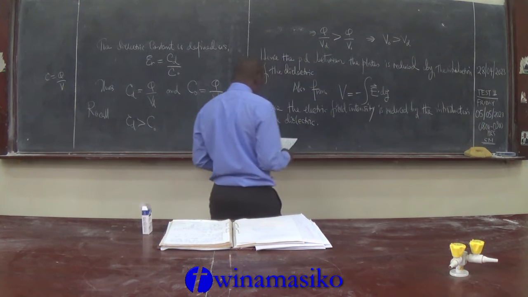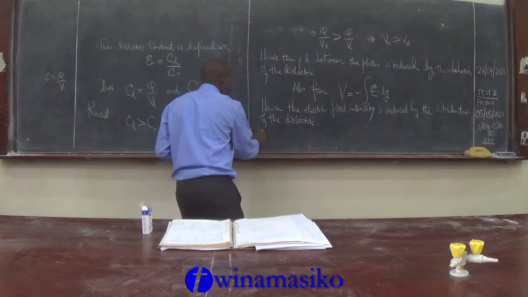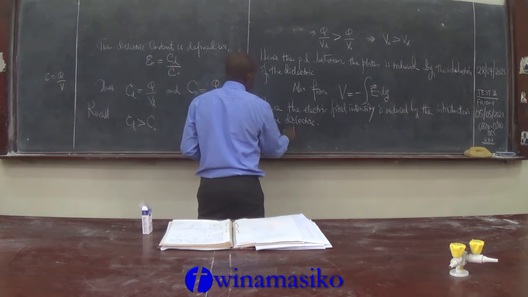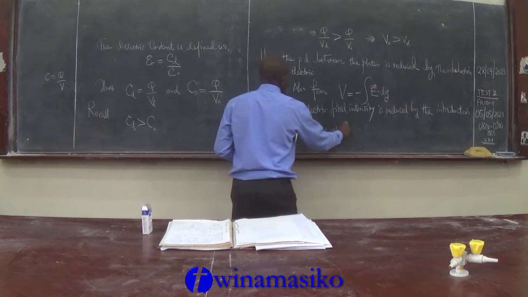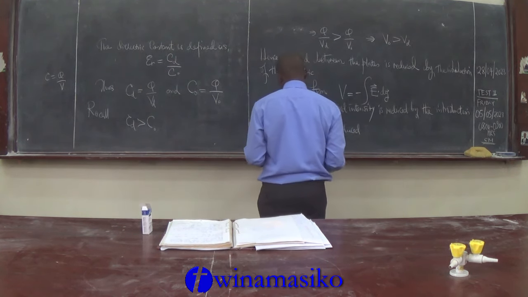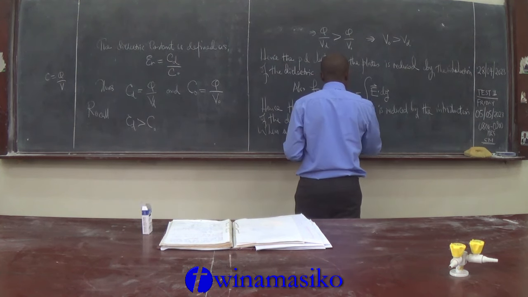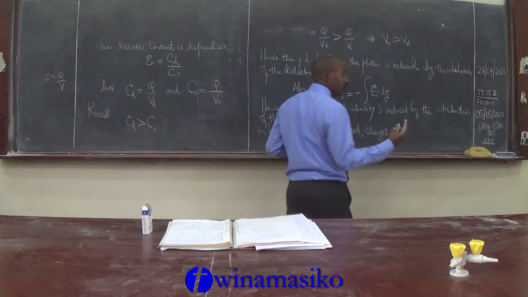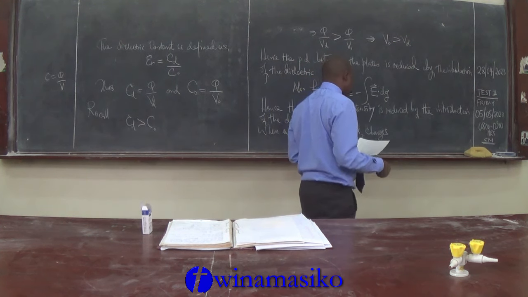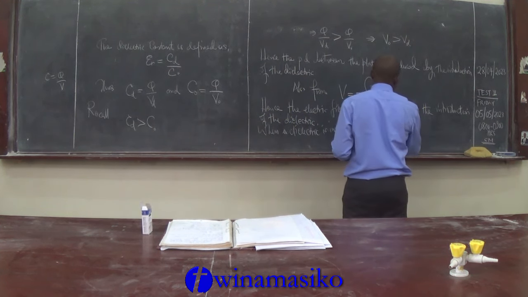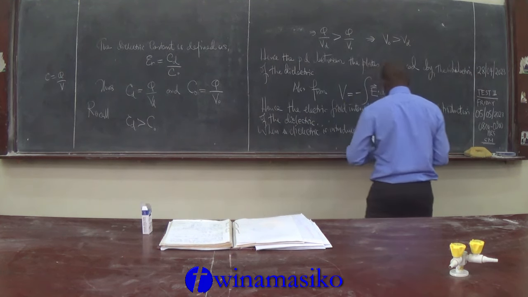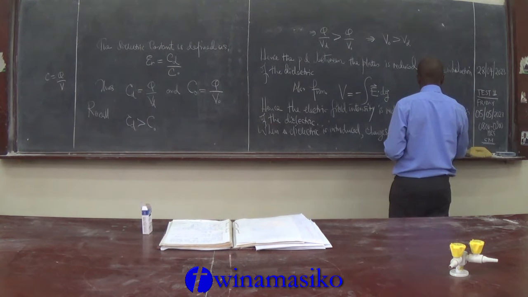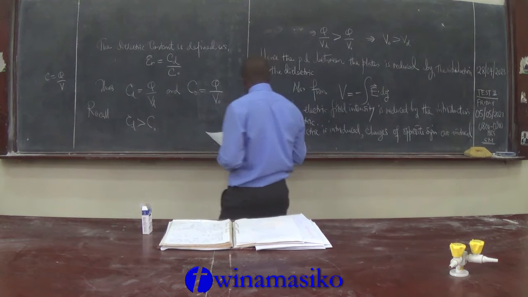So how does that happen? When the dielectric is introduced in between the plates of the capacitor, polarization takes place, meaning that charges of opposite sign are induced on opposite faces of the dielectric.